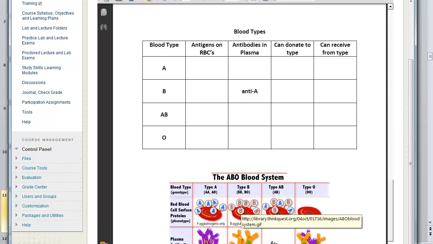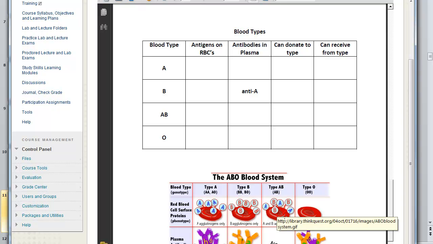Type AB, antigens on the red blood cells would be A and B. Antibodies, no antibodies because they have A and B on their red blood cells, so neither of those are considered foreign, so they will not have any antibodies, so none. Who can they donate to? Well, they can only donate to type AB blood. Anybody else has antibodies in their plasma that's going to react with those A or B antigens, so they can only donate to other AB blood types.